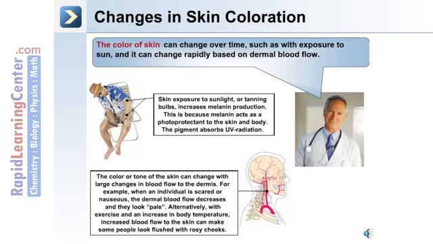The color or tone of the skin can change with large changes in blood flow to the dermis. For example, when an individual is scared or nauseous, the dermal blood flow can decrease and makes them look pale. Alternatively, with exercise and an increase in body temperature, this leads to an increased blood flow to the skin, which can make some people look flushed with rosy cheeks.